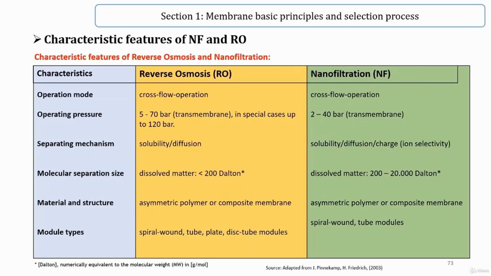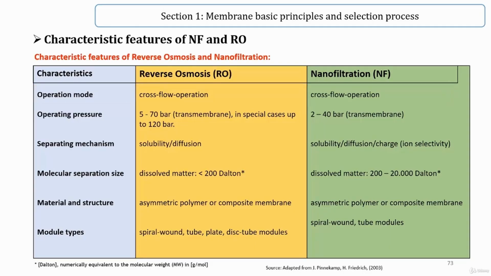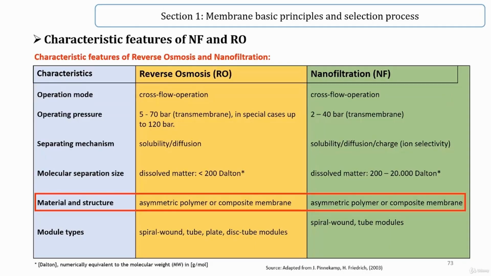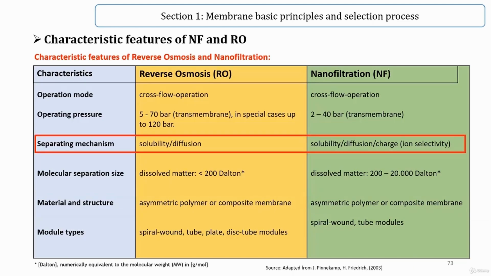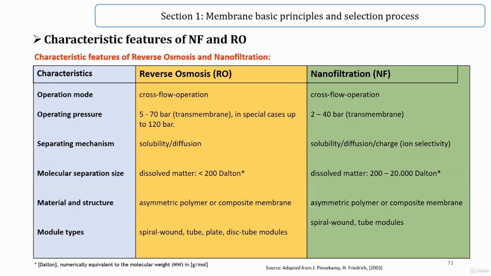Characteristic features of nanofiltration and reverse osmosis. Nanofiltration and reverse osmosis can operate only in cross-flow mode to reduce the membrane problems. Material and structure and module type for both membranes are generally similar. The separation mechanism for both is solution diffusion with a difference in separation size, as the dissolved solids bigger than 200 Dalton can be removed using nanofiltration, and dissolved solids smaller than 200 Dalton can be removed using reverse osmosis.